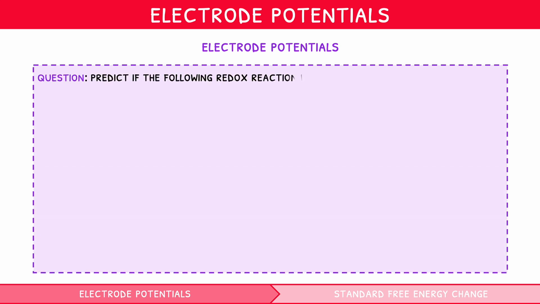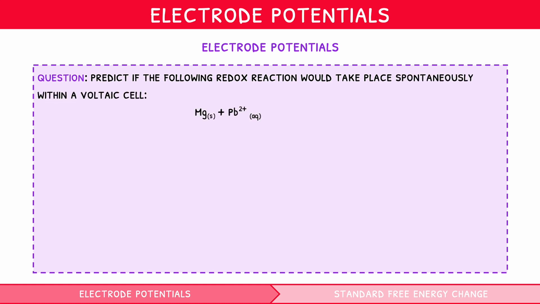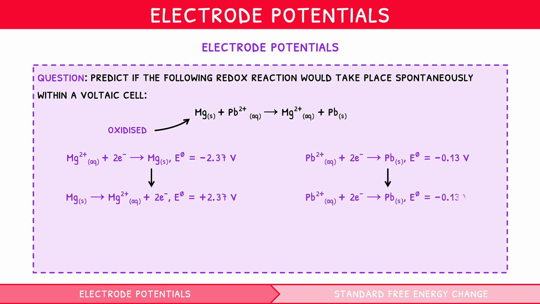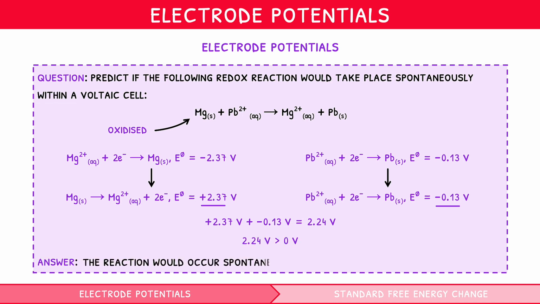Predict if the following reaction would take place spontaneously within a voltaic cell. Mg solid plus Pb2+ aqueous goes to Mg2+ aqueous plus Pb solid. So, to predict if the reaction will occur, we need to calculate the electrode potential for this reaction. We can see that we will be using the following half equations from the data booklet. However, since Mg is oxidized to form Mg2+ in our equation, the first one would be flipped, along with its value, to give 2.37 volts. The overall cell potential would therefore be 2.37 plus negative 0.13, which equals 2.24. This is greater than 0, so the reaction would occur spontaneously.